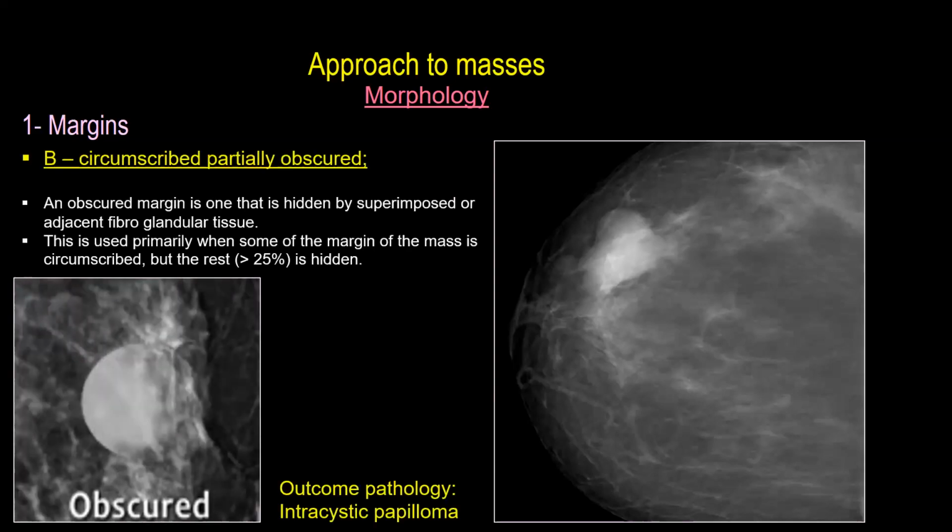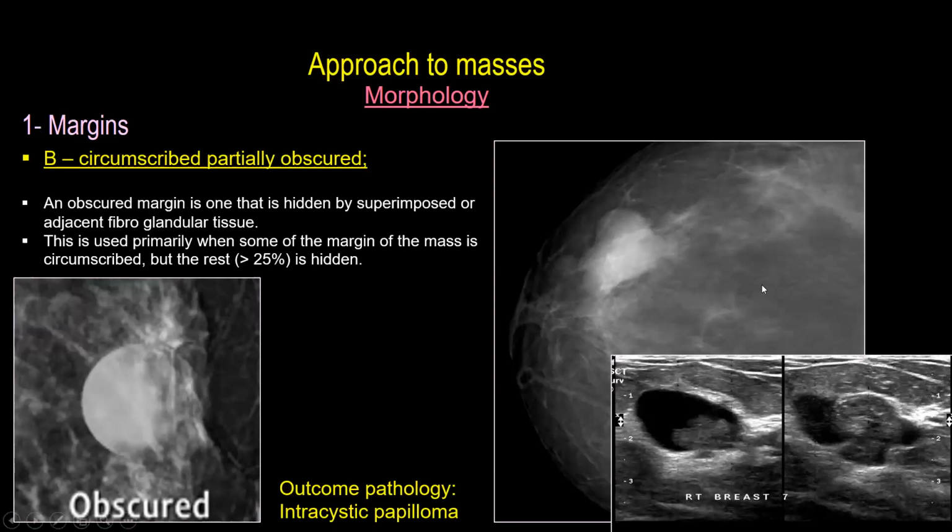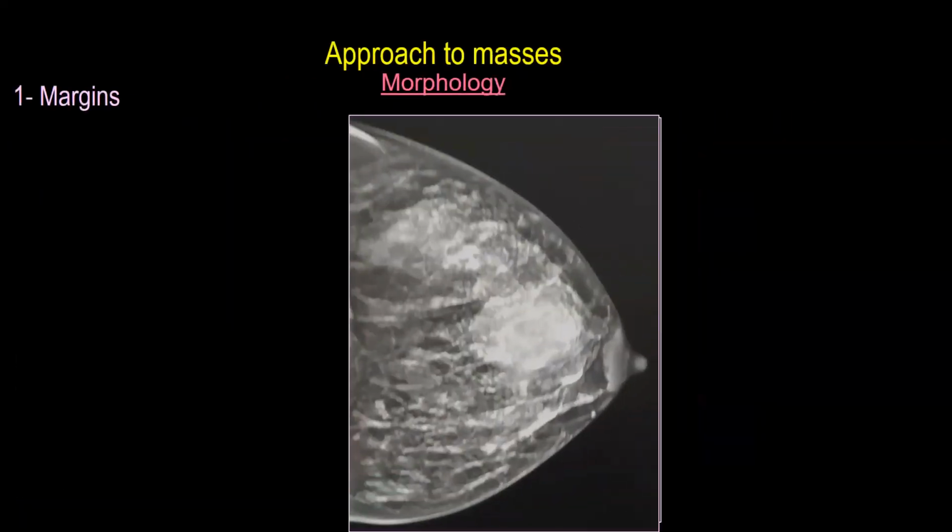This is an obscured margin, and this is also my case, you see, and it was complex. Based on ultrasound, we upgraded from probably benign to BI-RADS 4, and the pathology was intracystic papilloma, benign. It was a benign outcome.